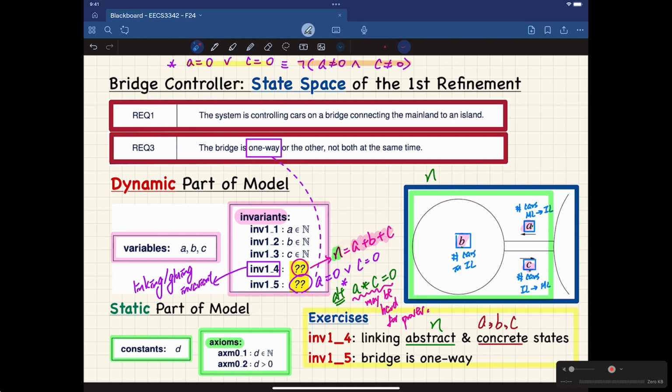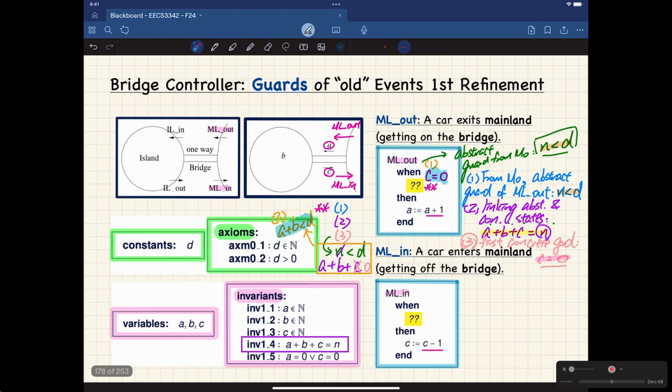Versus invariant number 5 here, which is more like a functionality or safety invariant. We're saying that either the traffic to here should be nothing, or the traffic here would be nothing. You cannot have both flows at the same time, right? That's why either of them should be 0. It's okay for both of them to be 0. That's fine. At least you have no collision. All right, we got these 2 invariant conditions here. And that's the final part that we spoke about last time.